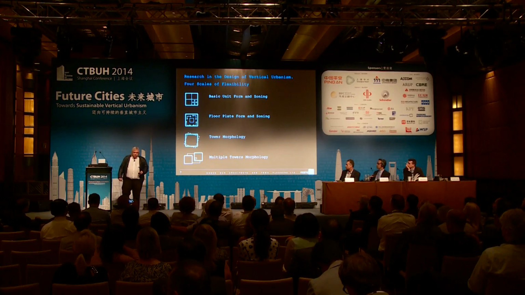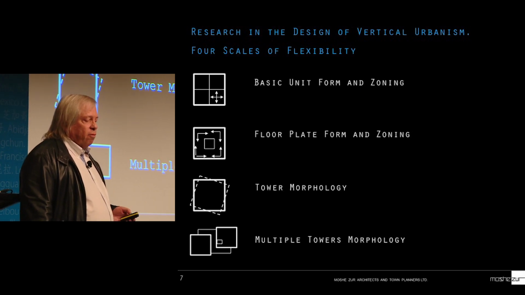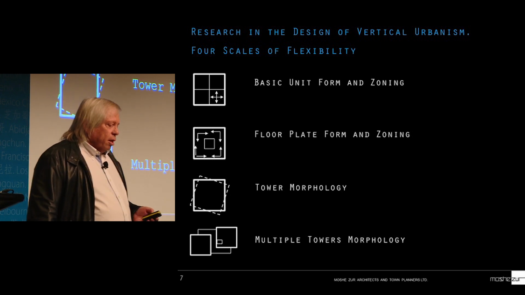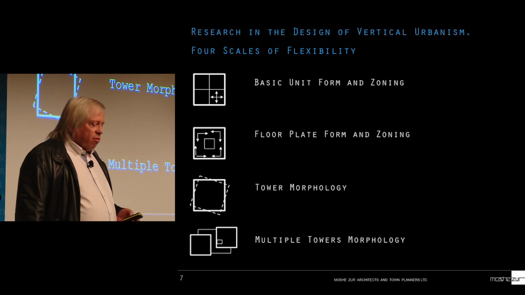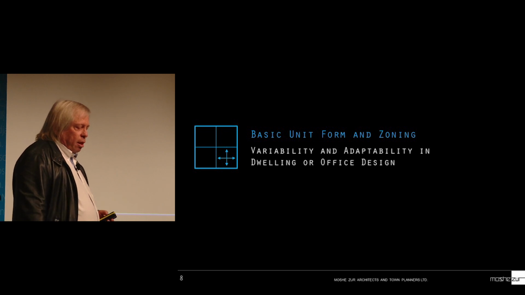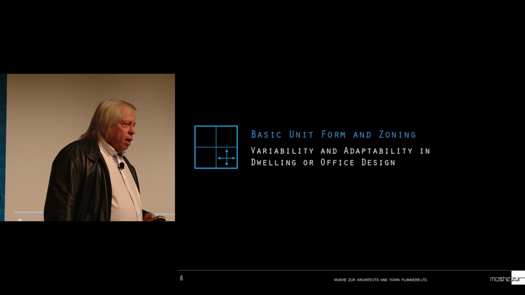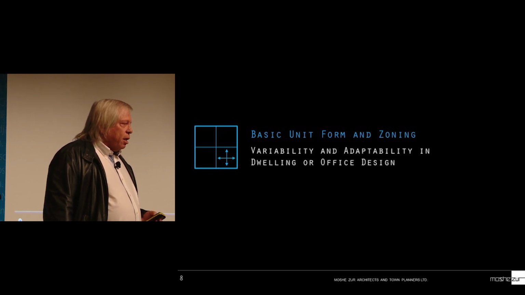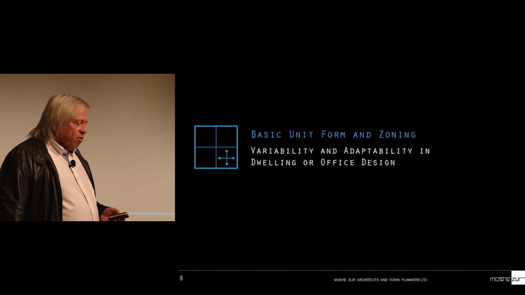The first one is the basic unit form and zoning. The second one is the floor plate form and the zoning inside the floor plate. The third one will be the tower morphology. And the last one will be the multiple tower morphology and hybrid towers. In the first one, the basic unit form and zoning, we will deal with variability and adaptability in the dwelling unit and also in the office design.